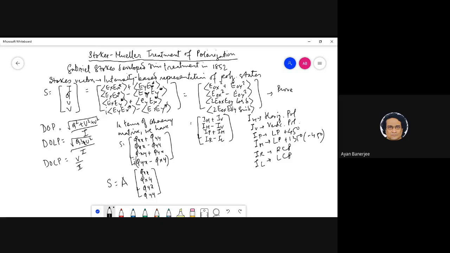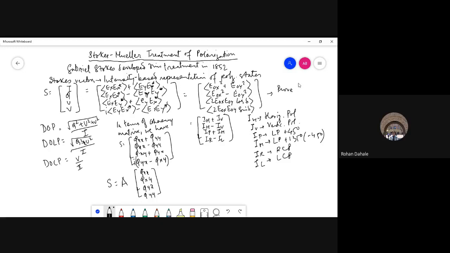I can prove it to you, but it's okay. I mean, you can easily do it actually. It's a very simple thing. It is not difficult at all. It's a very simple proof. So you just write your Ex as E0x cos of omega t plus delta x, and Ey as E0y cos of omega t plus delta y, and then you try to basically eliminate omega t. Then you will exactly get this. You can do it very easily.